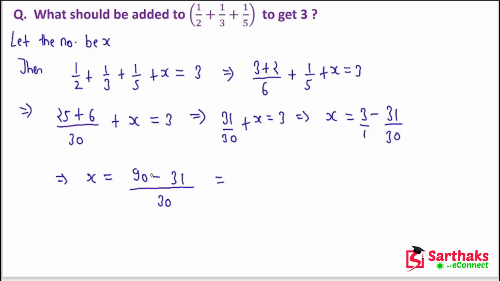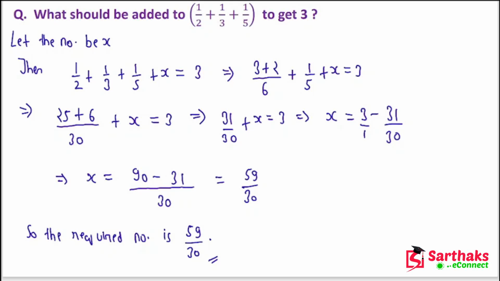Subtracting 31 from 90, we get 59, and the denominator would be 30. So the required number is 59 upon 30. So this was the question, and this is how we solve it using subtraction of rational numbers.